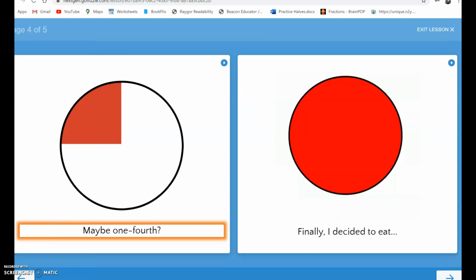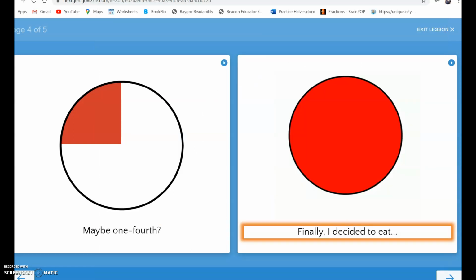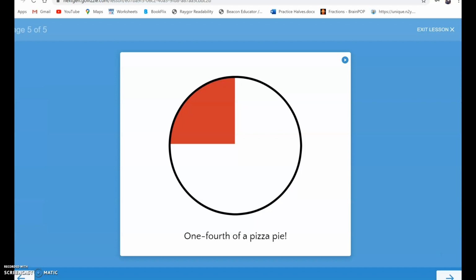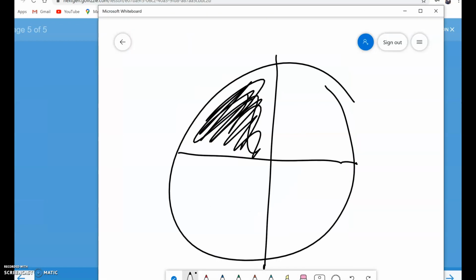Maybe 1/4. Finally, I decided to eat. Let's find out what I decided to eat. 1/4, because Miss Crystal had earlier lunch. So I wasn't that hungry. So I had 1/4 of that pizza.